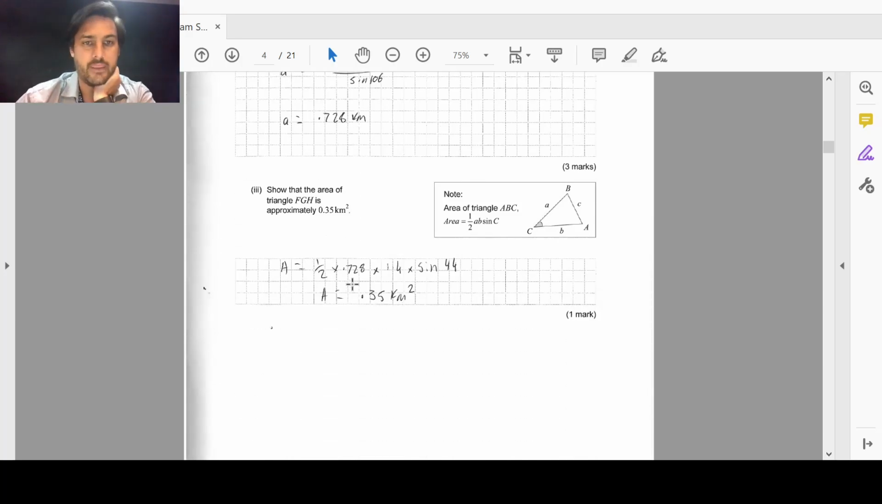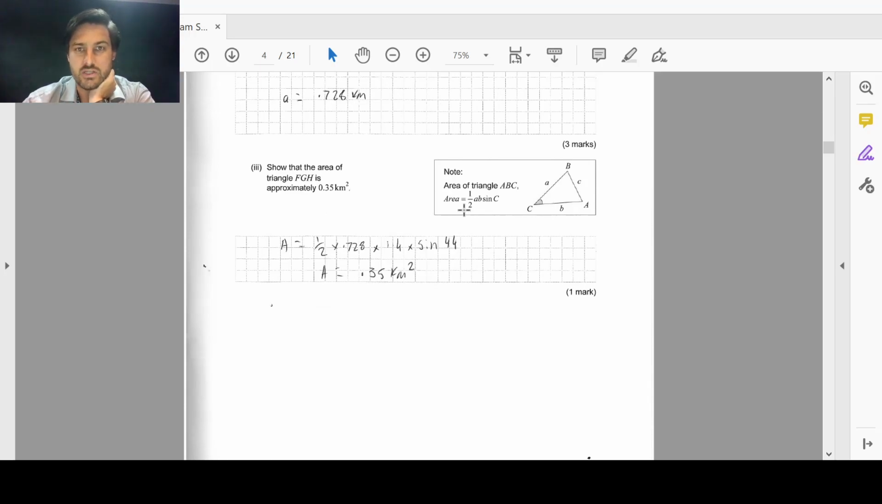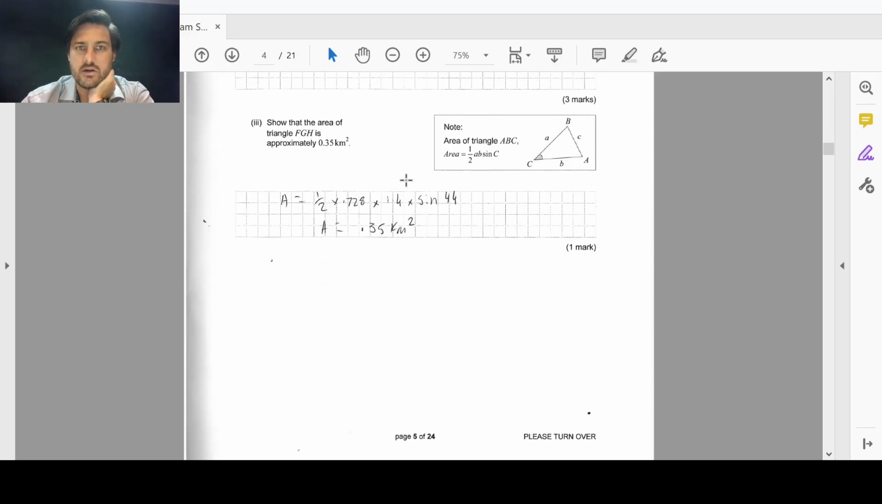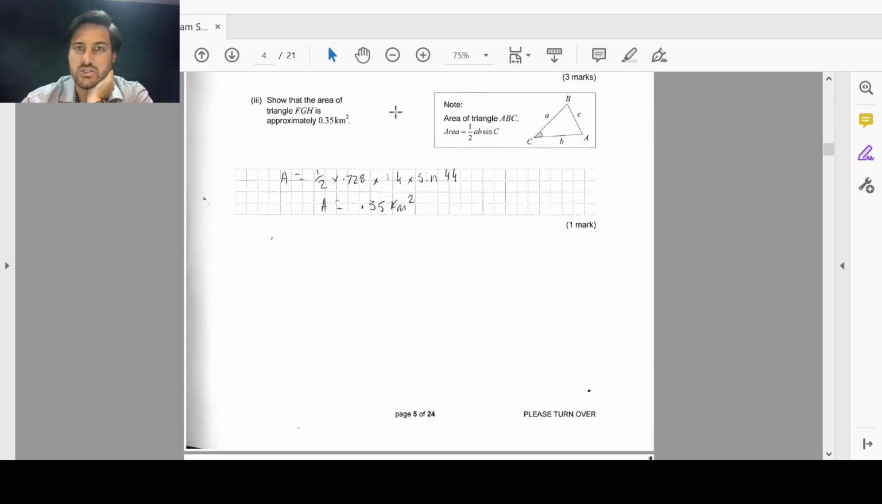All right, now again, another interesting question here, because this is kind of assumed knowledge from last year, not something specifically that is in the course, but it definitely can be. And they have given you the formula here. So this is what I've been speaking about the last week could actually happen. Show that the area of the triangle FGH is approximately 0.35 kilometers squared.